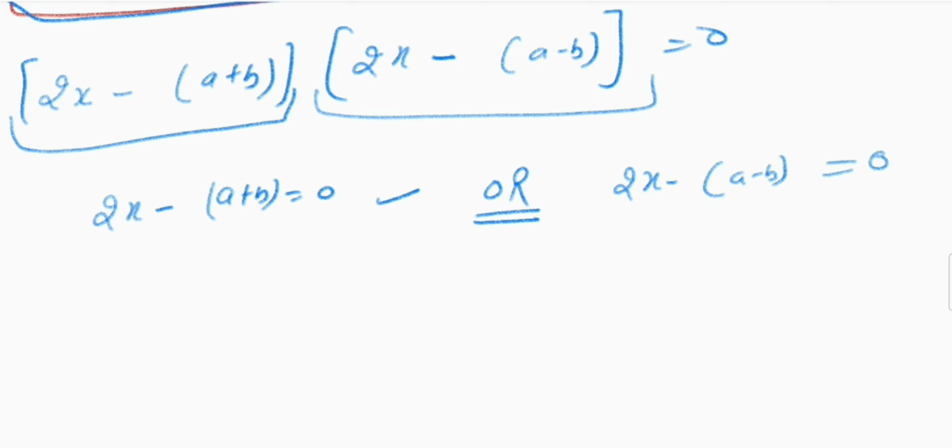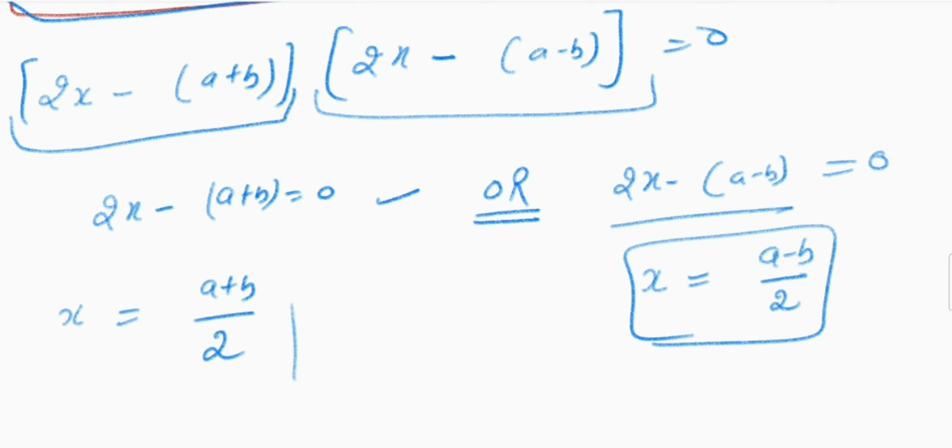From here we'll get x = (a + b)/2, and from here we'll get x = (a − b)/2, and these are the two values of x. As it is a quadratic equation, we'll get two values of x.